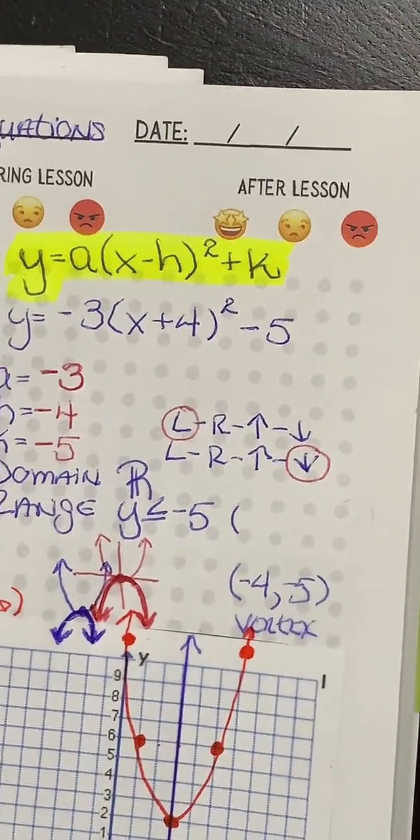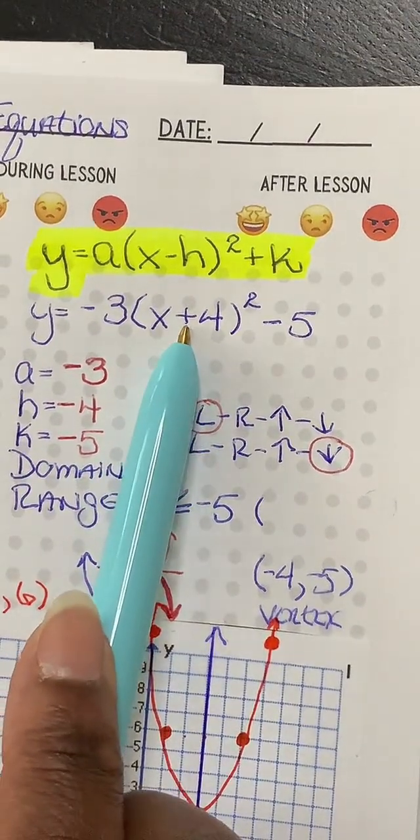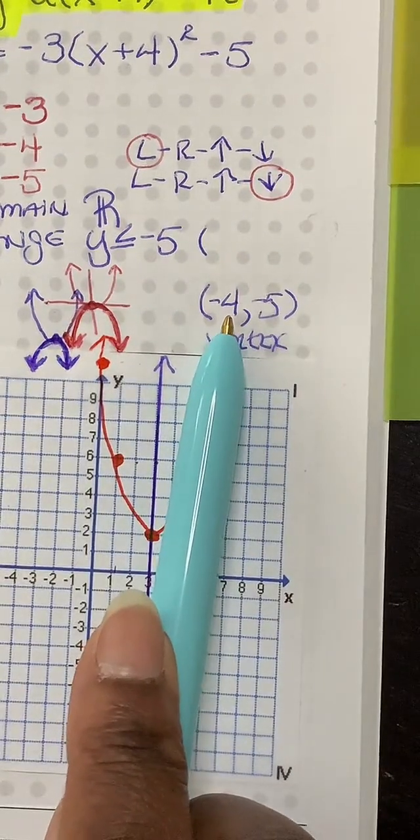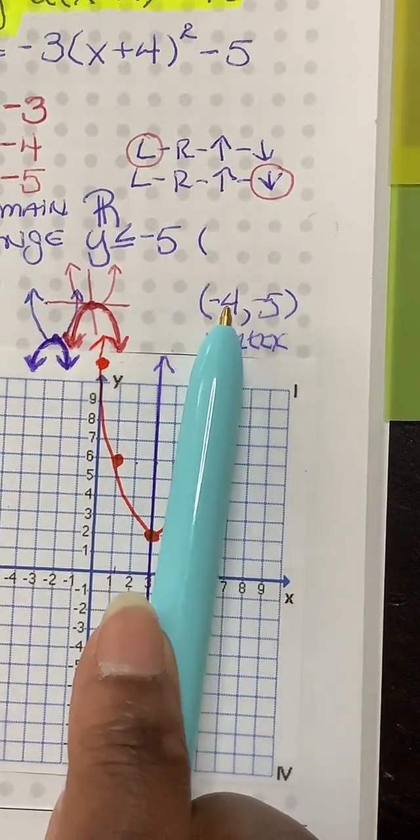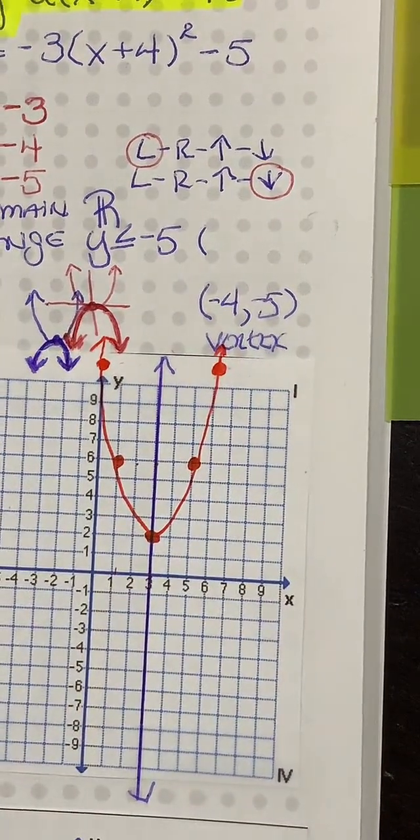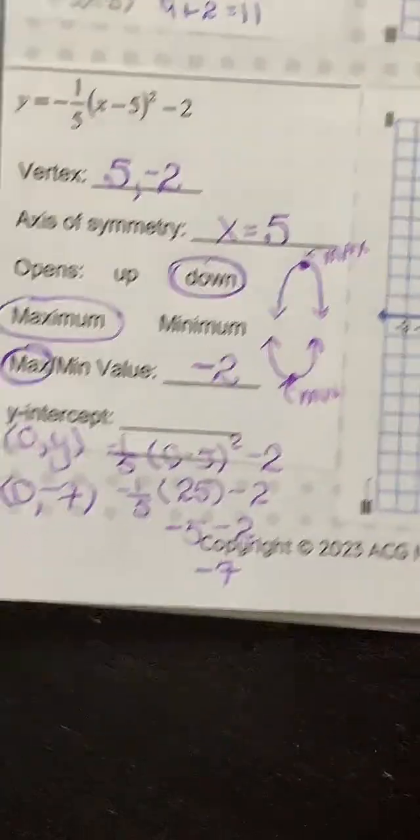Sorry, I know that went really fast. Since it was a +4, that means our vertex was a -4, because it's always opposite what you see in the parenthesis. The other ones, you go with the flow. You go by what you see.